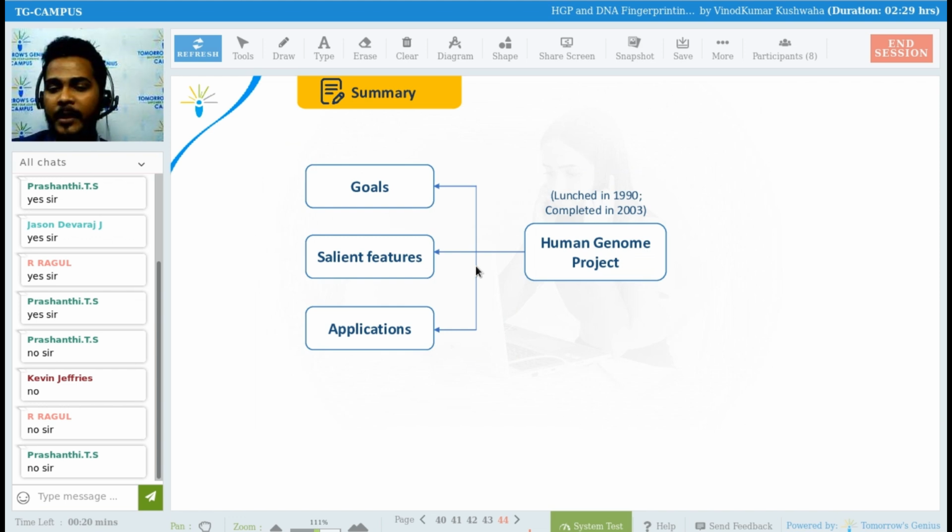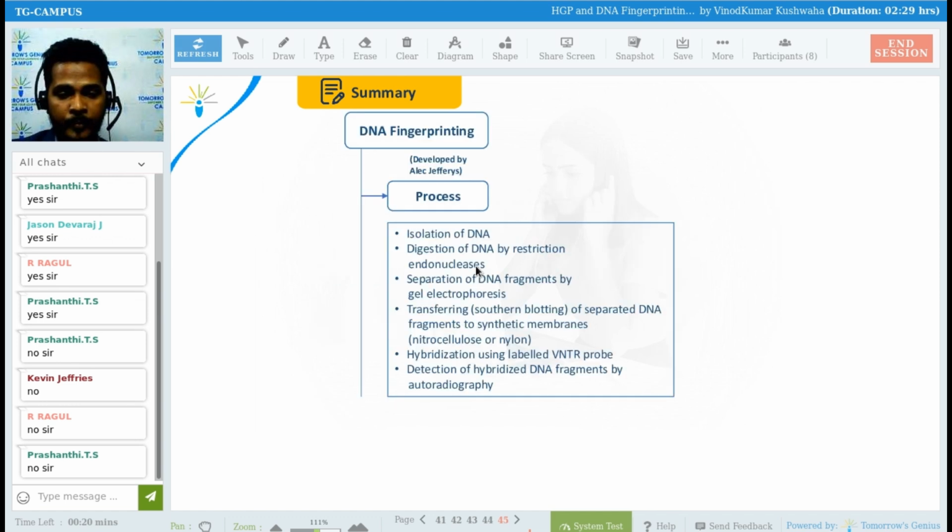Okay, now this is the summary of what we studied. We studied the Human Genome Project, which was launched in 1990 and completed in 2003. We also studied the goals, salient features and applications of the Human Genome Project. We also studied DNA fingerprinting, which was developed by Alec Jeffreys. The process started with isolation of DNA, digestion of DNA by restriction endonuclease, separation of DNA fragments by gel electrophoresis, followed by transfer of the separated DNA fragments to a synthetic membrane.